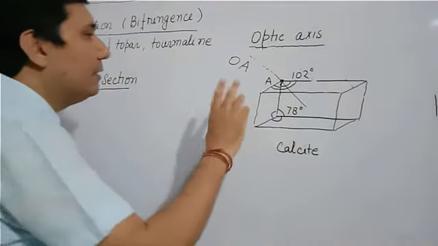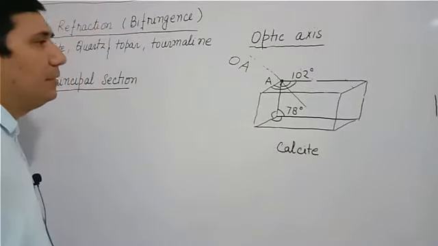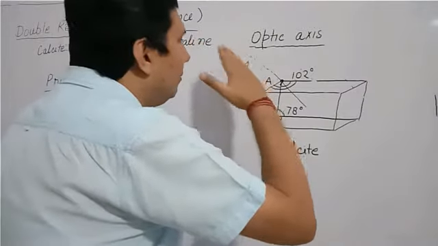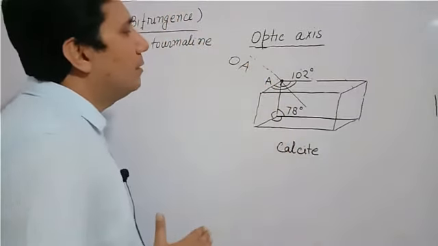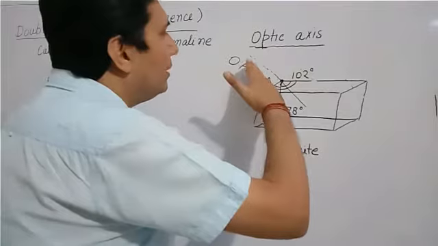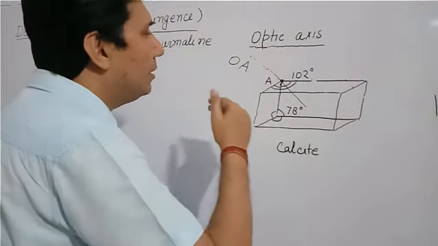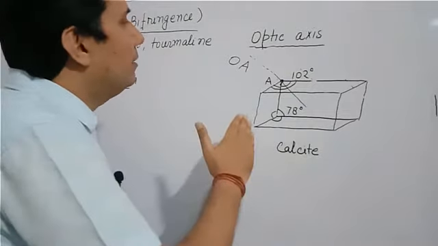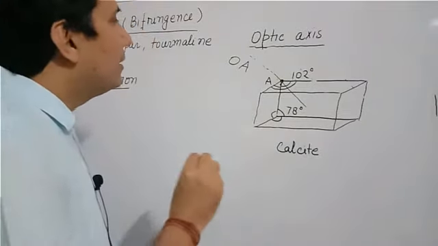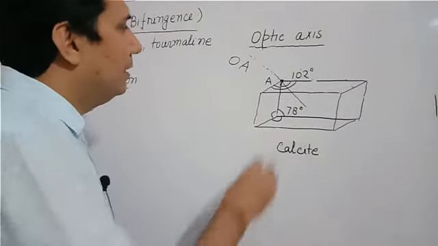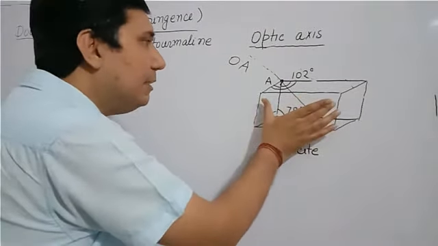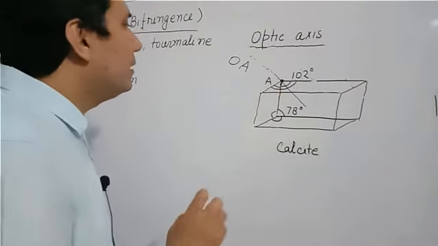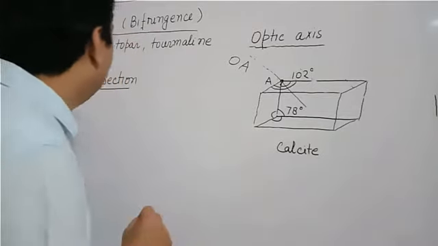So basically this crystal will have three principal sections. So what we have considered, we have imagined a plane passing through this optic axis. We have rotated this plane up to the point when it becomes perpendicular to two opposite faces. Then that position of this imaginary plane is considered as the principal section. This crystal has three sets of opposite faces, so automatically this crystal will have three principal sections.